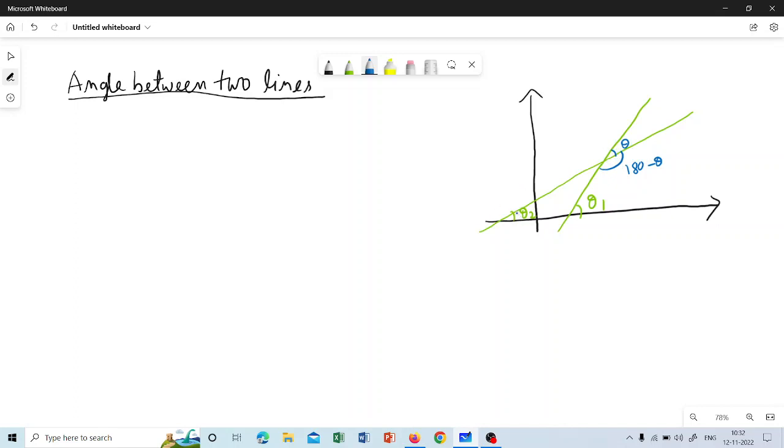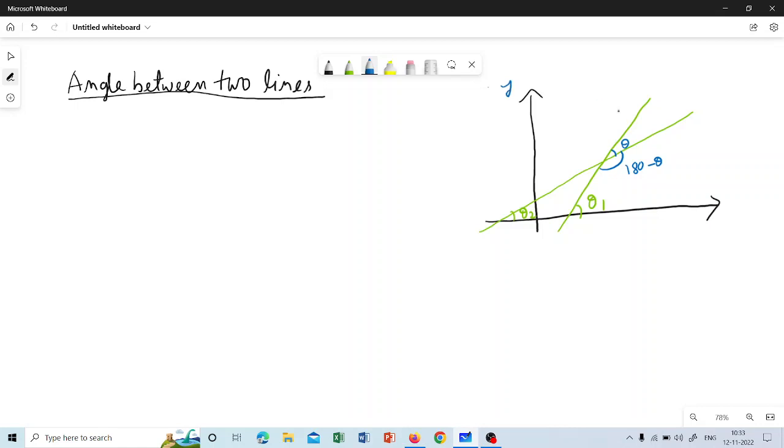Now, given that we know theta 1 and theta 2, how are we going to compute the angle, either theta or 180 minus theta? Both are the same, because if you know any one, you can compute the value of theta. But we are generally interested in acute angles, less than 90 degrees. We don't want an obtuse angle. So we are going to see how, from the slopes of the lines, we derive that result, because that is very important.